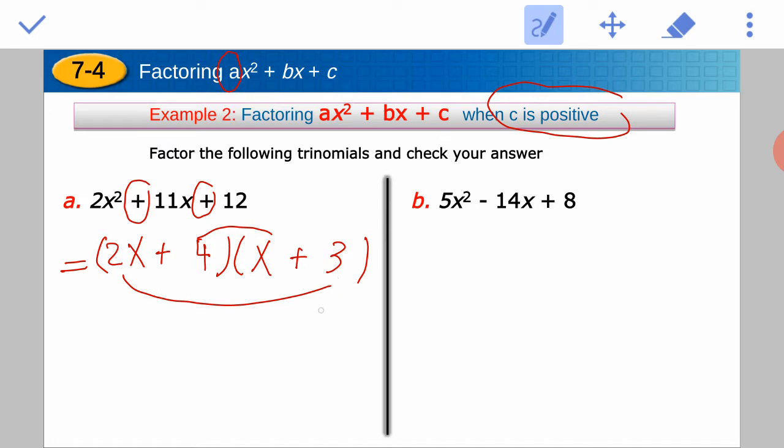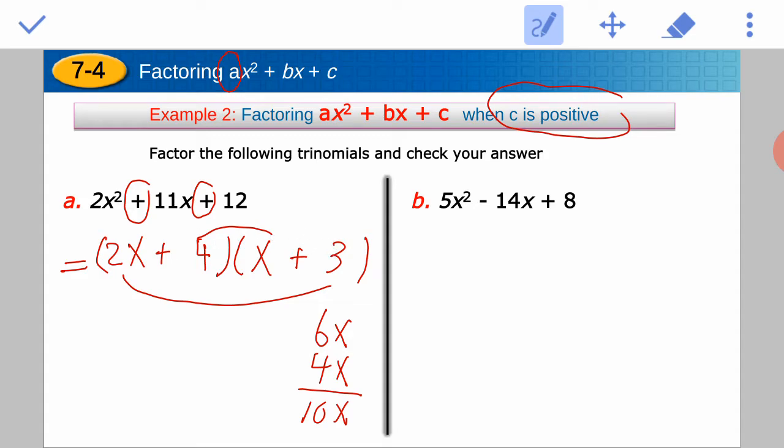Guys, 2x times 3 is 6x. 4 times x is 4x. The sum of this is 10x. Is your middle term 10x? Unfortunately, no, it is not 10x, it's 11x. So maybe you need to switch these two numbers.